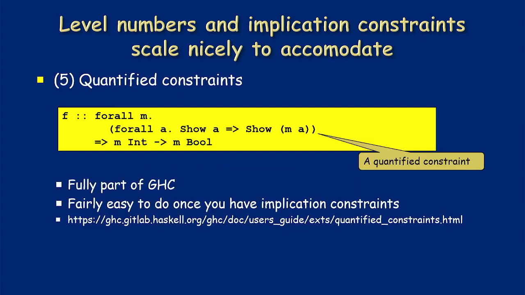Lastly, quantified constraints. This is a fairly recent innovation to GHC, only 5 years ago, where you've got functions which don't just say Ord a double arrow blah or Show a double arrow blah, but they have something on the left of the double arrow which itself is quantified. Hence a quantified constraint. I do not have time to pause here. I just want to say the very same mechanism makes this easy to handle.